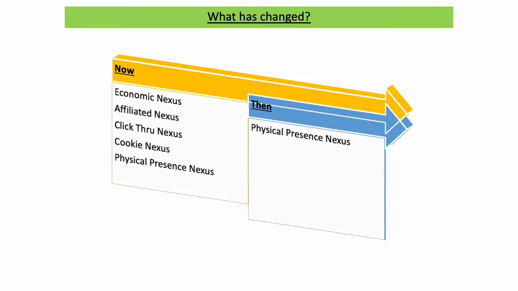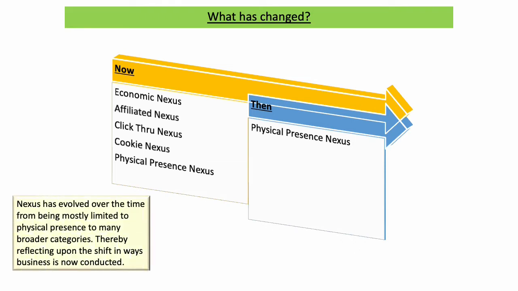But with the onset of online retailers and web shopping, some new kinds of nexus have been established, like economic nexus, affiliated nexus, click-through nexus, and cookie nexus. We'll discuss each of these in our presentation today.